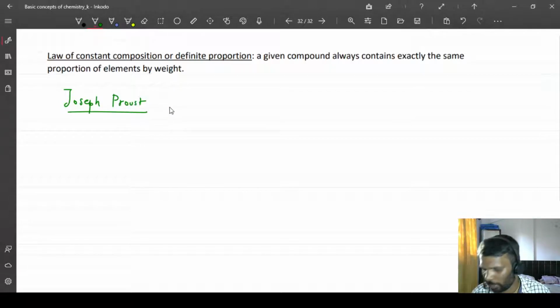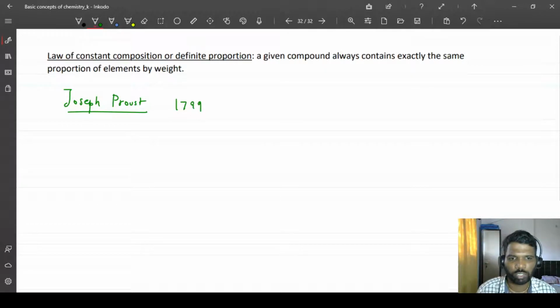Okay, in the year 1799. Okay, if you want a photo of Joseph Proust, I'll post that here. Just give me a second.